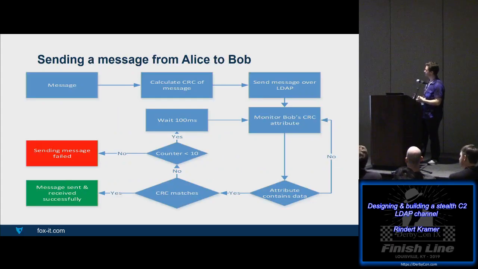So, the flow: in order to send a message from Alice to Bob, Alice first calculates the CRC of the message herself before she sends it over LDAP to Bob. After she sends it, she monitors Bob's CRC attribute to see if it contains data. If it does, Alice verifies whether it matches the CRC she calculated herself. If it's a match, then the message has been sent and received correctly. If not, she increases a count and waits up to 1 second in 100 millisecond intervals for Bob to receive the message correctly.